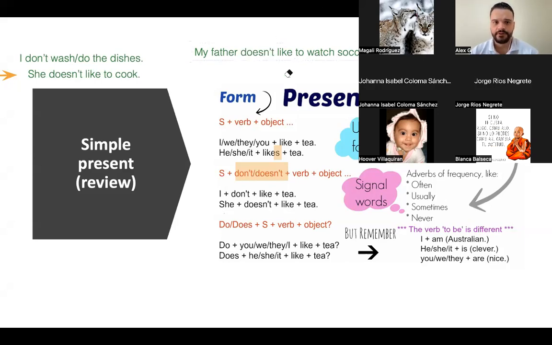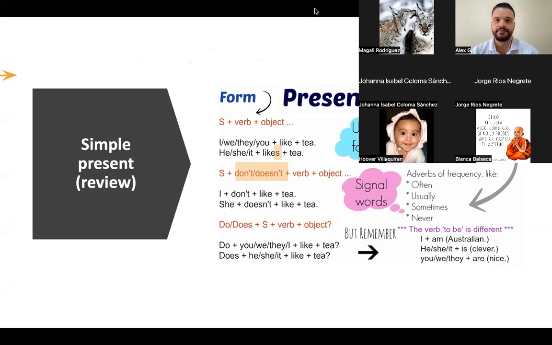The last part that we're going to do is for questions. Now, for questions, we have the following structure here. Hoover, can you please read this here? Do, does, plus S, plus subject, plus verb, plus object. Excellent. The S is the subject, right? So do, does, plus subject, plus verb.